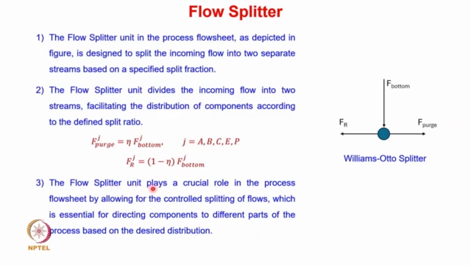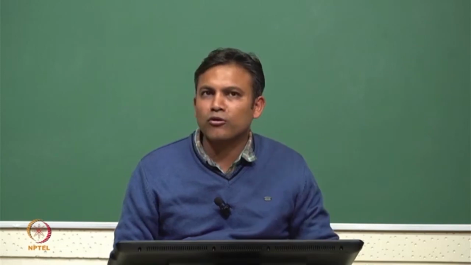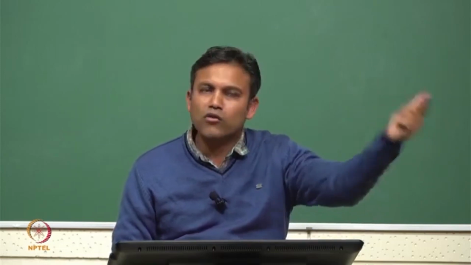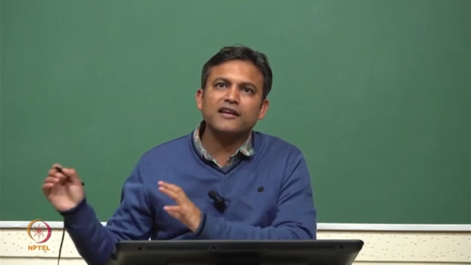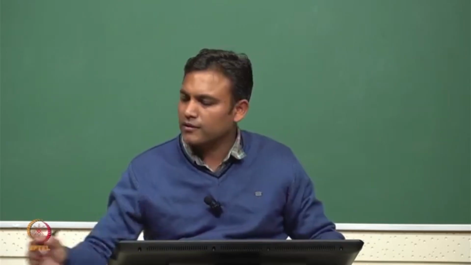The flow splitter unit plays a crucial role in the process flow sheet by allowing for the controlled splitting of flows, which is essential for directing components to different parts of the process based on the desired distribution. So this is what we were discussing, isn't it? In order to maintain the concentration of different components in the recycle stream, that is what we are giving as an input to the reactor. In order to maintain that at a particular value, we need to have a desired split fraction. Here we have to remove some part as a purge and the remaining has to be recycled back.